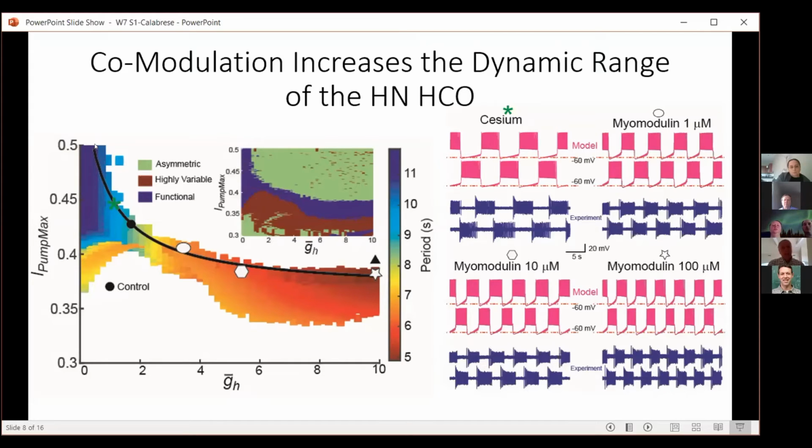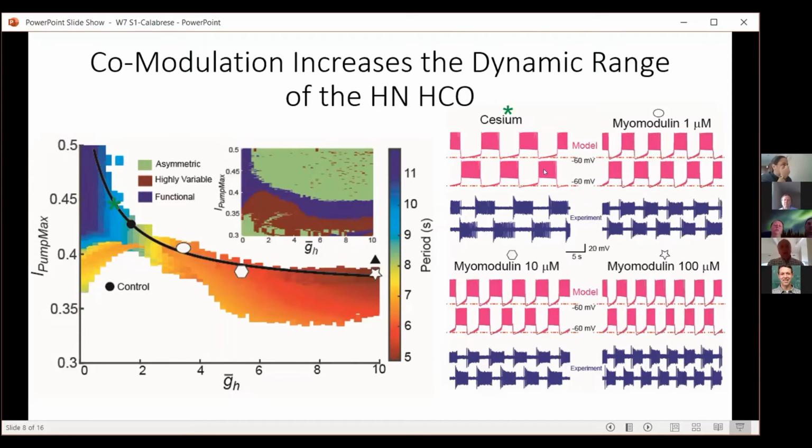But if you change them simultaneously, then you move through this passageway, let's say along this path of black, and you could get a larger range of periods that you could realize by just modulating one. And then this black line was fitted to the data.